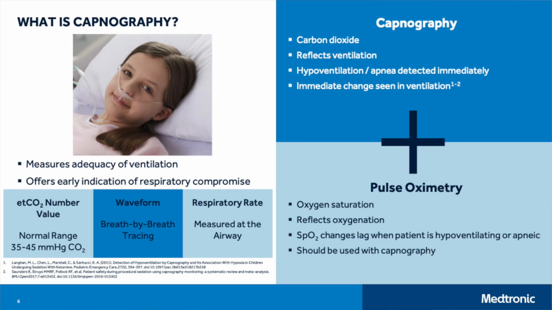Again, we are not just looking at a number saying a CO2 should be between 35 and 45. We are actually trying to, as clinicians, assess what is the ventilation status of my patient. To do so, we consider what the value is based on the illness and the current status of your patient. We look at the waveforms and we look at the respiratory rate.